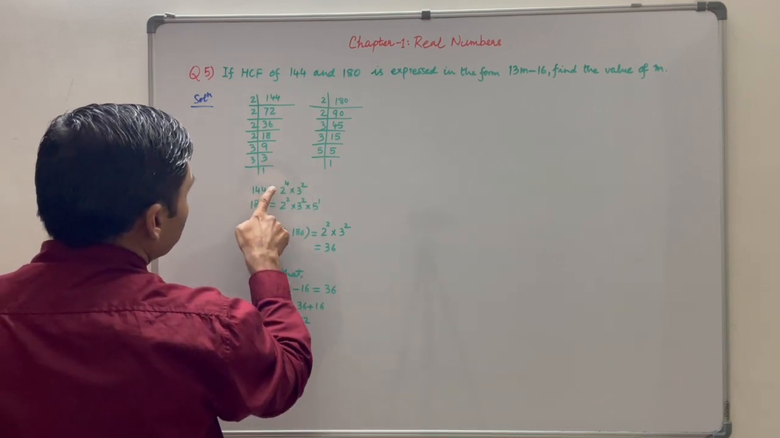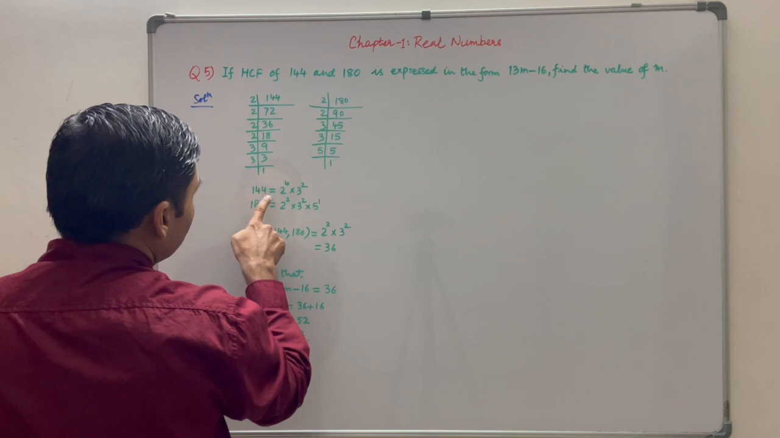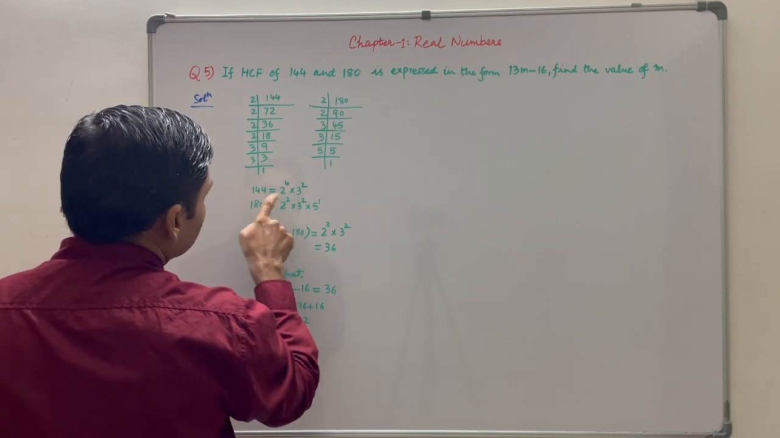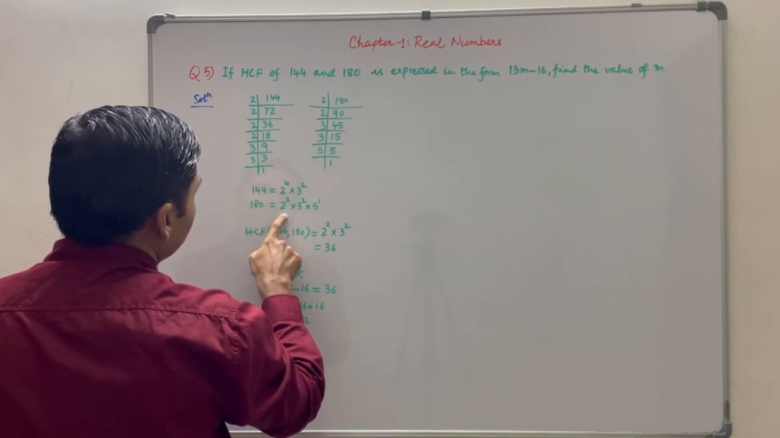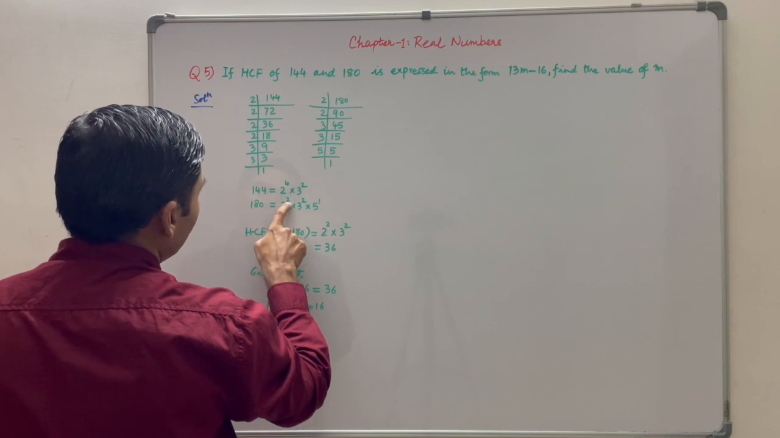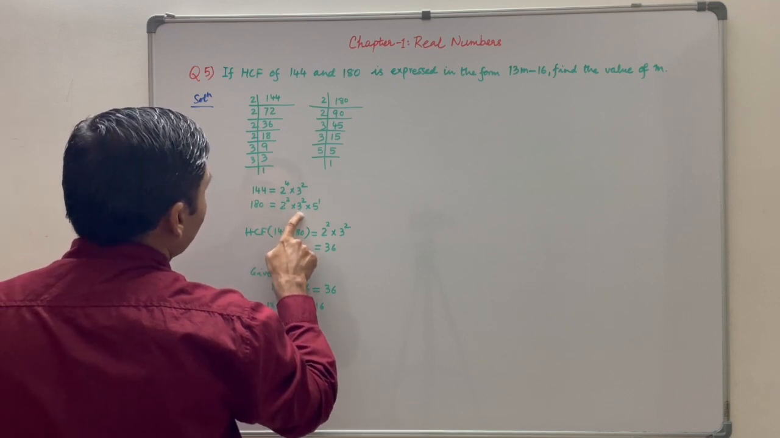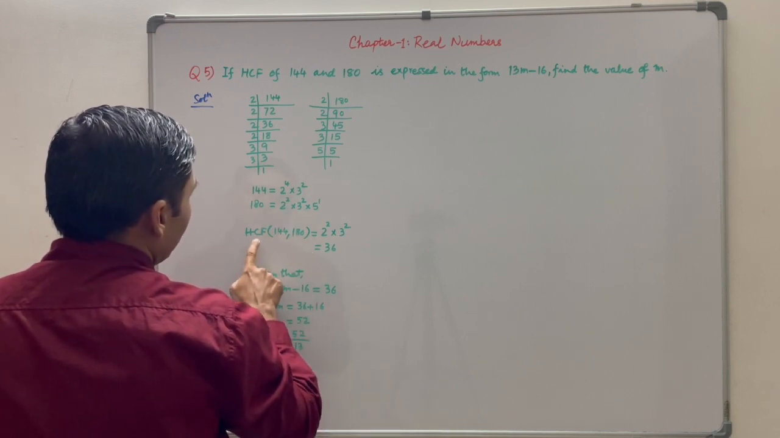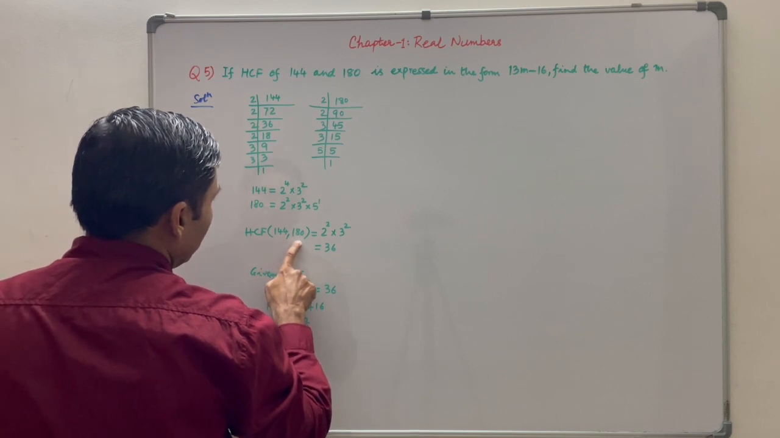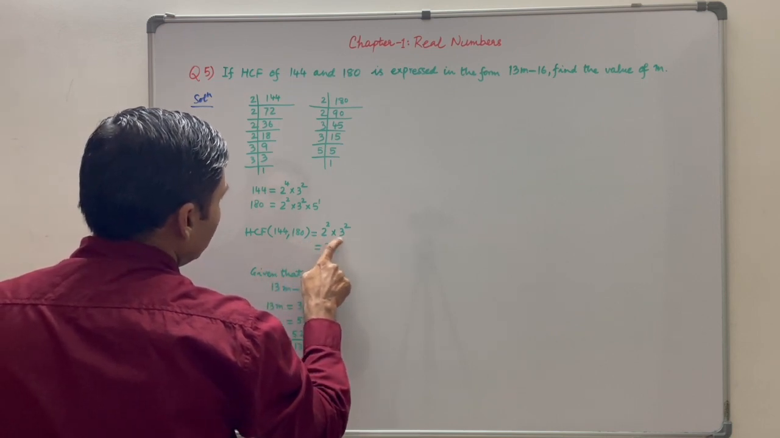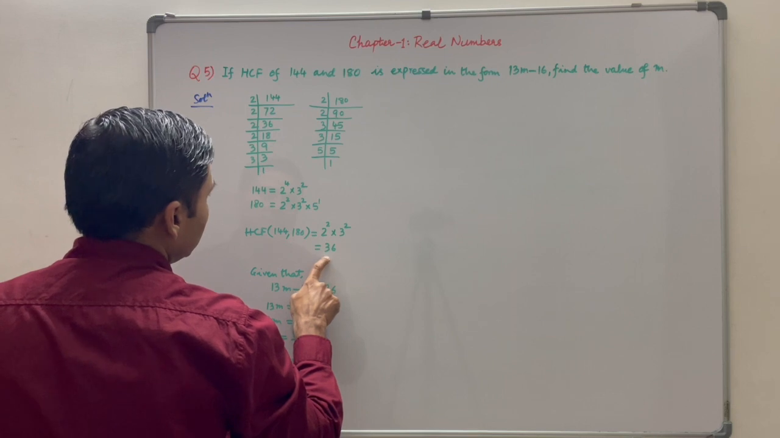Now the common prime factors in both the numbers are 2 and 3. And what is their minimum power? Minimum power of 2 is 2 and minimum power of 3 is also 2. So HCF of 144 and 180 will be 2 to power 2 into 3 to power 2, that is 36.